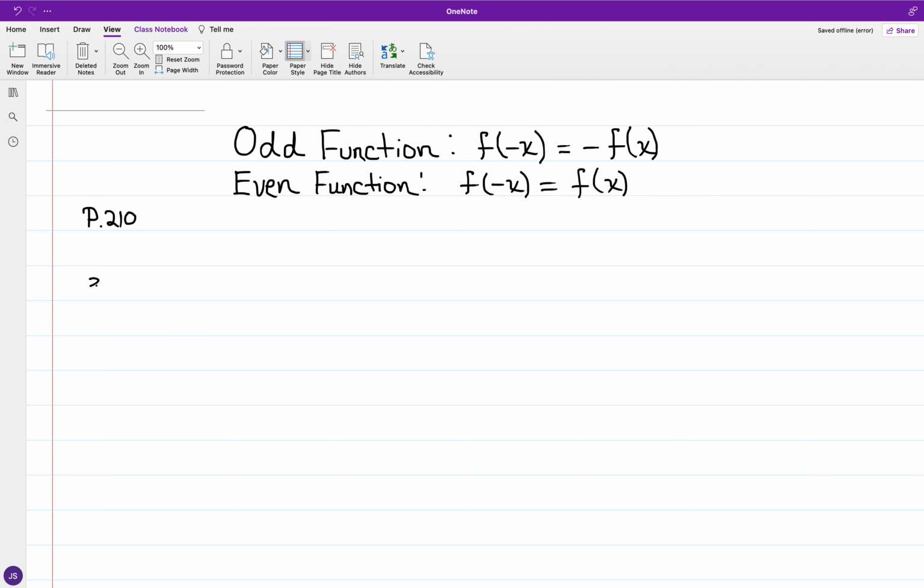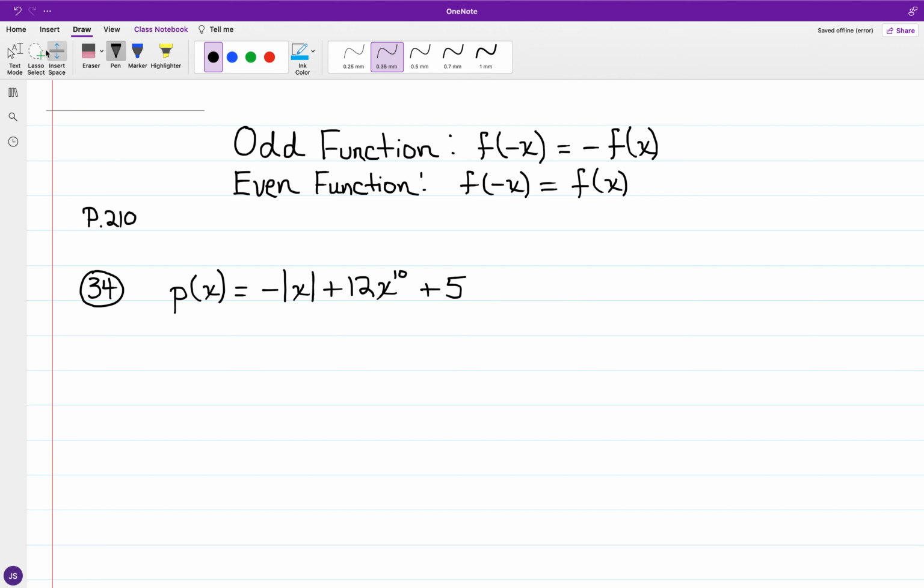In the case of number 34, we have the function given as p of x. And just like f of x, p of x is just another way of saying y in the xy coordinate system. So you have p of x is equal to the negative absolute value of x plus 12 times x to the 10th plus 5.